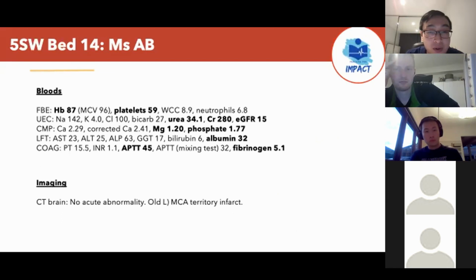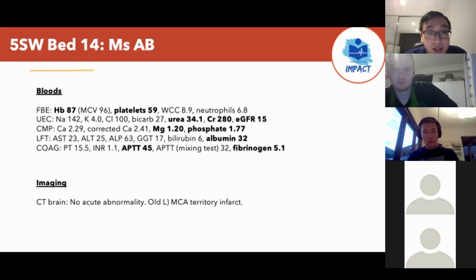And we'll talk about this in more detail, but in SLE, you often get cytopenias. She also has very poor renal function. Now, going back to her past medical history, she has type 2 diabetes, so her renal impairment could be related to her type 2 diabetes, but could also be related to her SLE, which causes lupus nephritis.